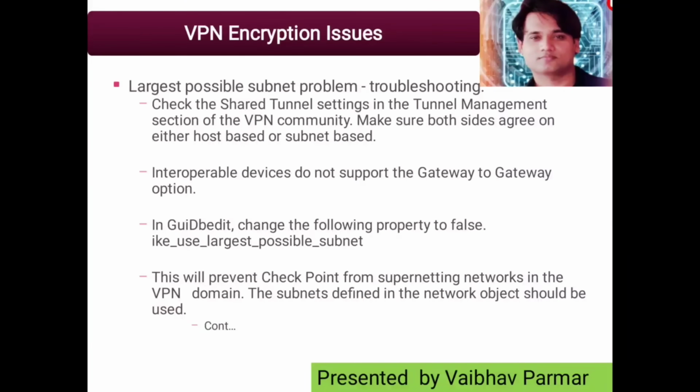The property is ike_use_largest_possible_subnet. Setting the option to false will prevent Check Point from supernetting the network in a VPN domain. The subnet defined in the network object should be used. Check for multiple network objects in a VPN domain that overlap. For example, say a 10.1.1.0/24 subnet and a 10.0.0.0/8 subnet. Say both are in a VPN domain.